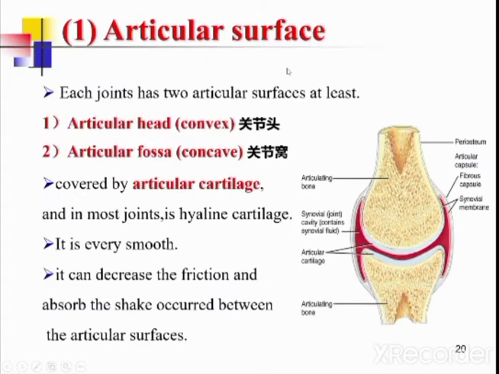We look at the articular surface. Each joint has two articular surfaces at least, maybe three. One articular surface is convex. We call it the articular head. And another articular surface is concave. We call it the articular fossa.